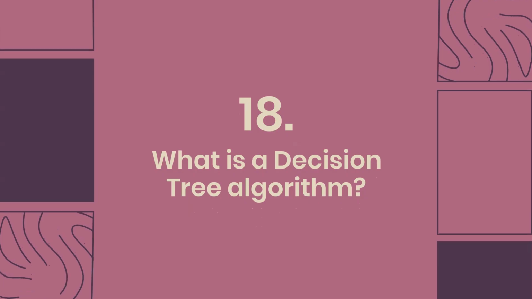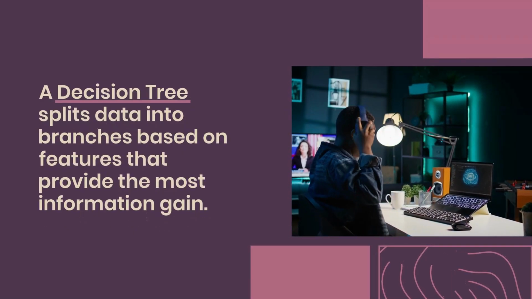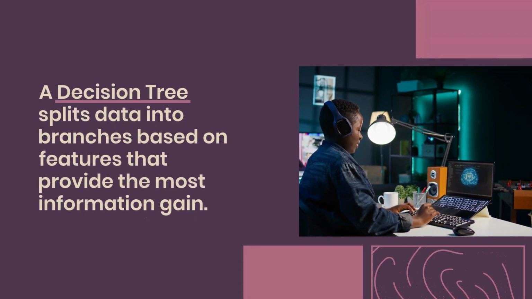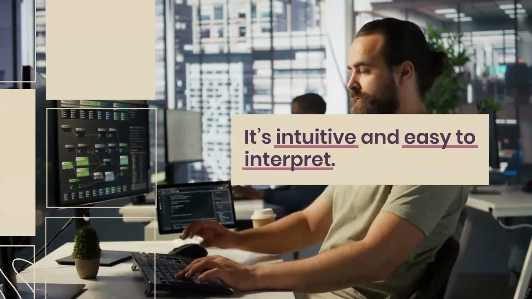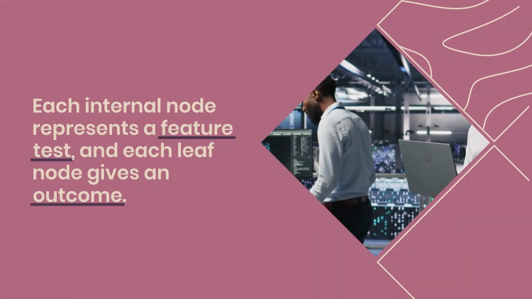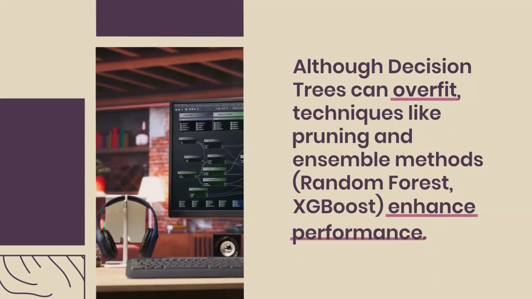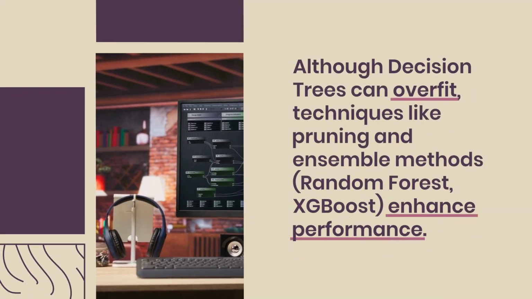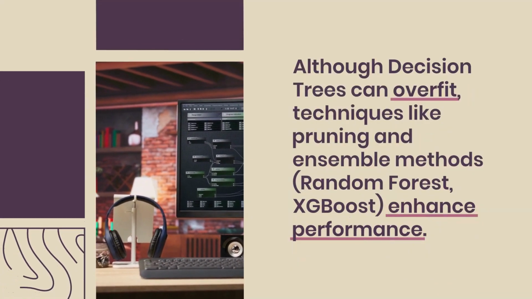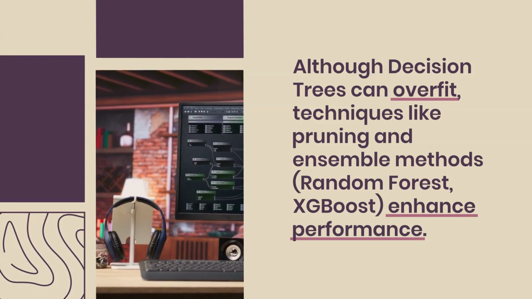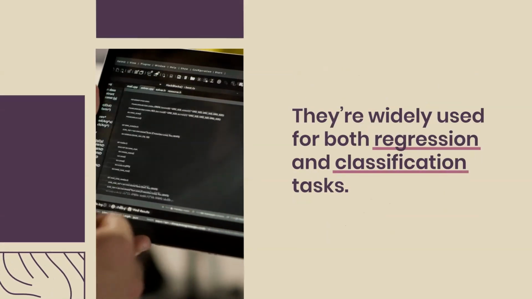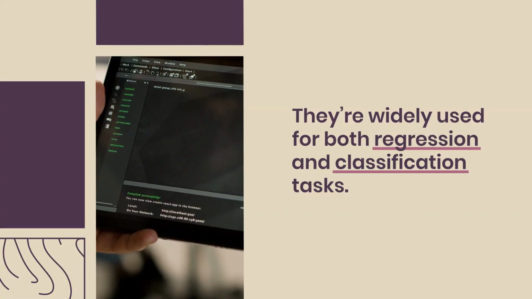18. What is a decision tree algorithm? A decision tree splits data into branches based on features that provide the most information gain. It's intuitive and easy to interpret. Each internal node represents a feature test, and each leaf node gives an outcome. Although decision trees can overfit, techniques like pruning and ensemble methods, random forest, XGBoost, enhance performance. They're widely used for both regression and classification tasks.